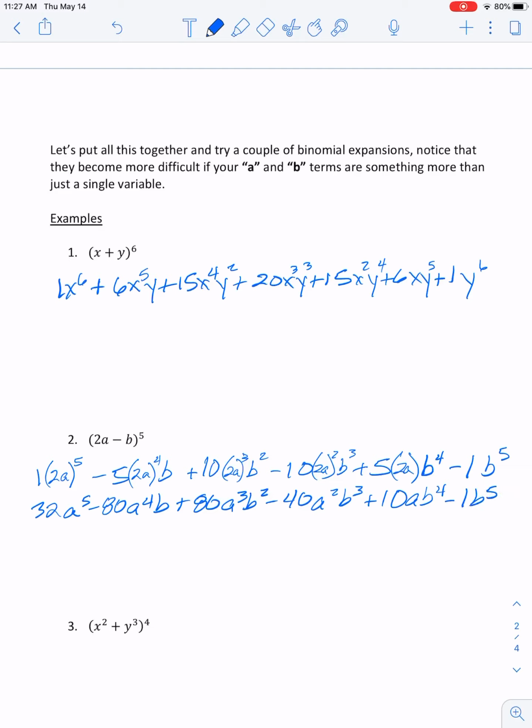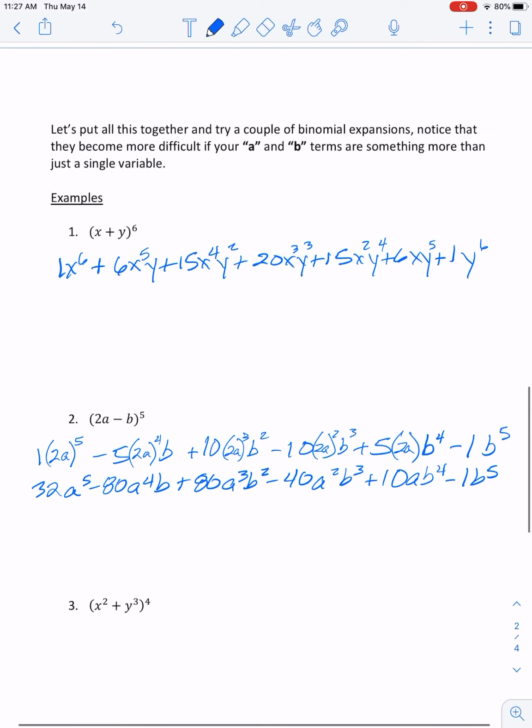So the coefficients aren't always going to stay exactly what you get from Pascal's triangle, especially if either one of your two terms in your binomial has a coefficient in itself. So be really patient, put it in parentheses, and then consequently raise it to the power, and the coefficients are going to look a little different than Pascal's triangle. That's probably going to happen in a good portion of your problems.